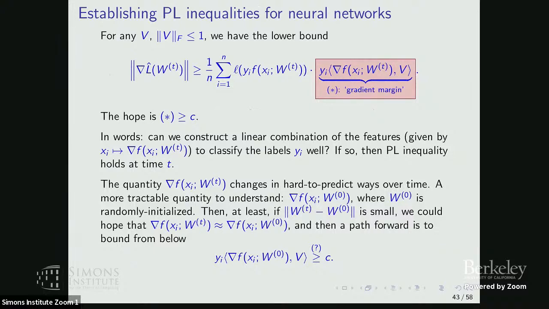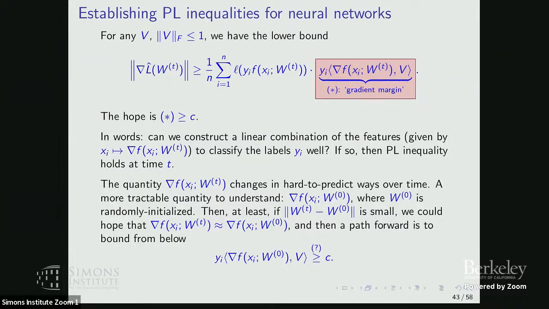I just want to describe what this thing is in words and how we might go about understanding it. We're basically trying to take some linear function of the gradient features. You think of v dot something as a linear function, but it's a linear function of the gradient features. So is there some type of linear combination of features, given by the gradient of the network at time t, that is able to classify examples well? If this is true, then we have a PL inequality and we're able to show optimization. We can get to zero risk.